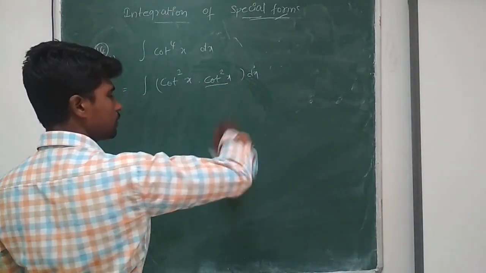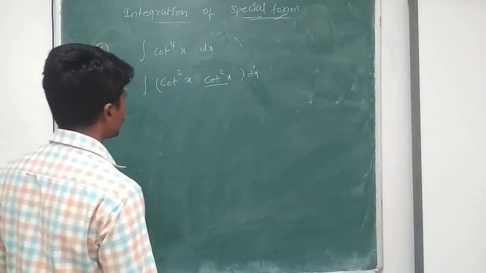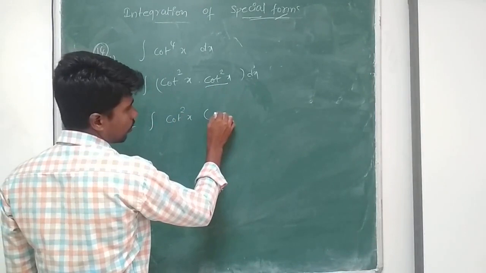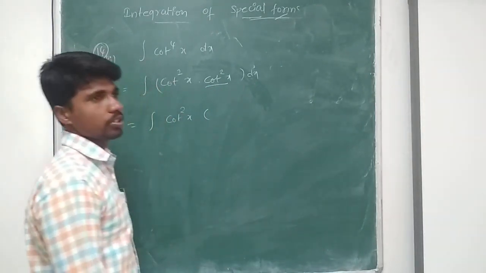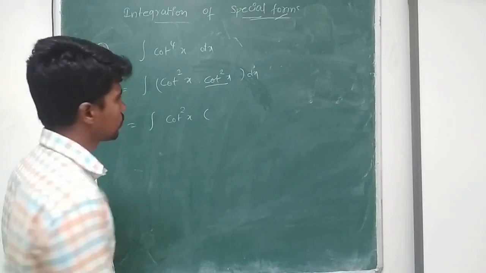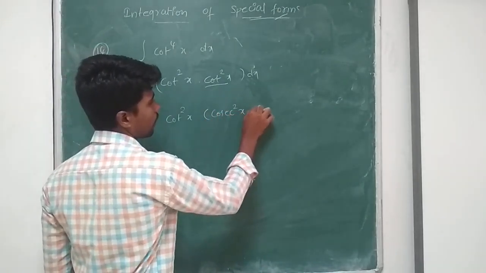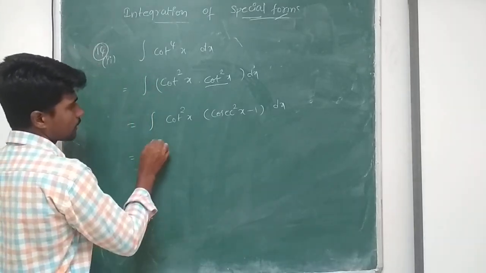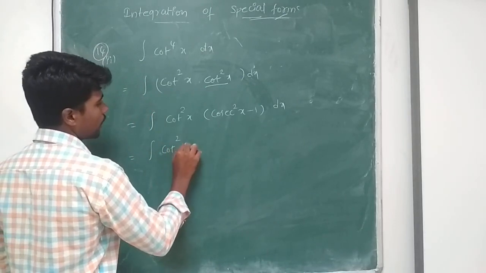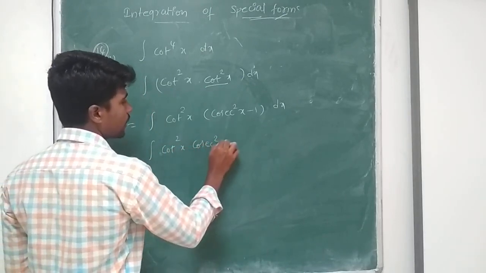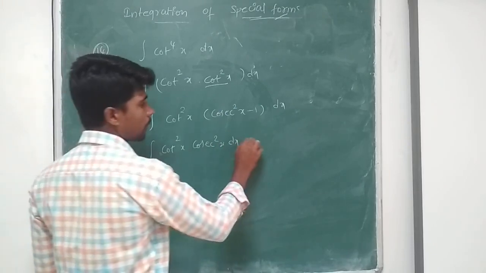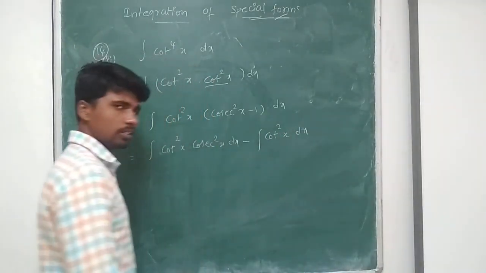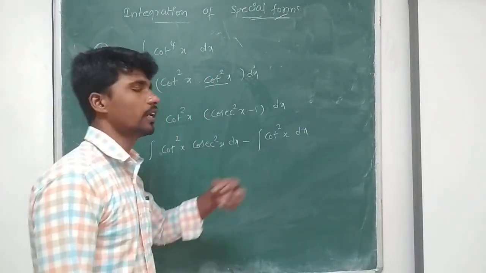Now one cot square x, change it in terms of cosecant. Then I get integral cot square x into cot square x. 1 plus cot square x is cosecant square x. So cot square x can be written as cosecant square x minus 1, into dx. Now split this particular part. I get integral cot square x into cosecant square x dx minus integral cot square x dx. So we should keep on doing this till we get our form.